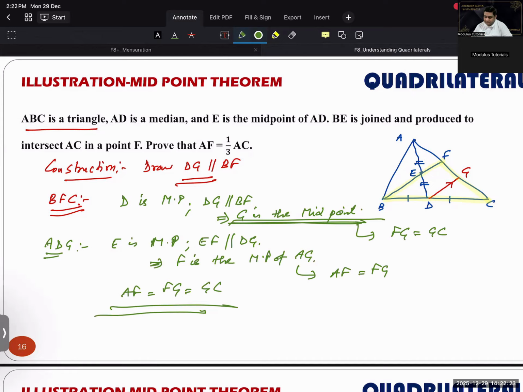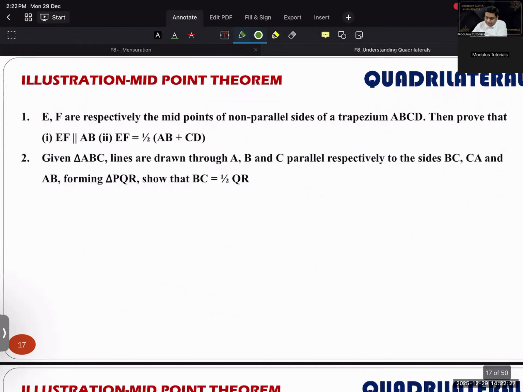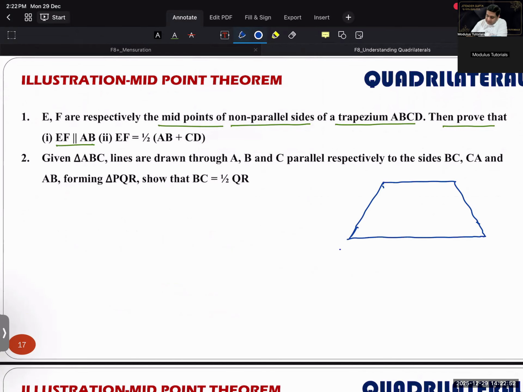Let's see the next one. Next, E and F are respectively the midpoints of non-parallel sides of a trapezium ABCD. Then prove that EF is parallel to AB. Okay, no problem. So this is the trapezium. So guys, this is the trapezium ABCD.